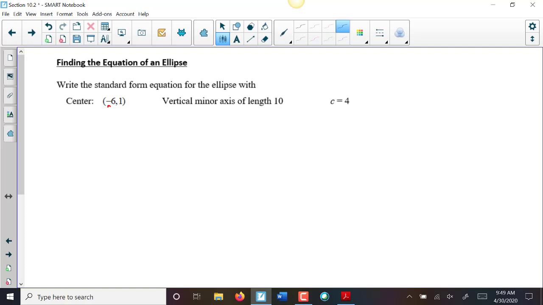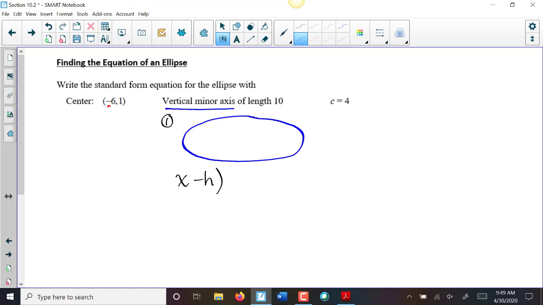So I'm given an ellipse here, some information. The center is -6, 1. I'm told that the minor axis is vertical. So if the minor axis is vertical, the major axis is horizontal, and my ellipse is elongated in the left and right direction. From there, that gives me my first piece of information: what is the standard form that we're going to use.